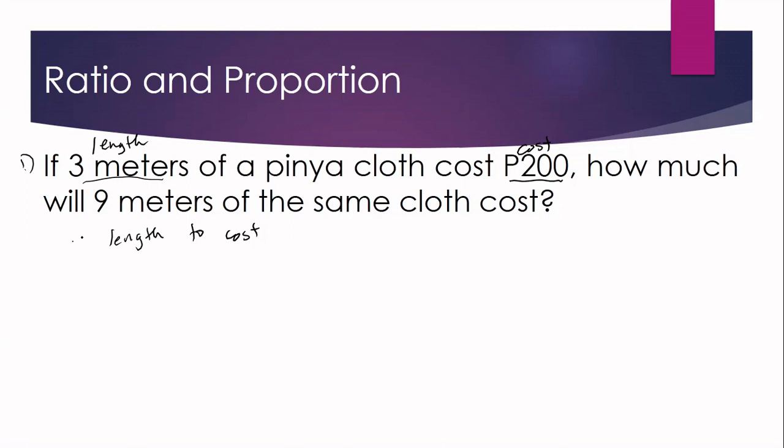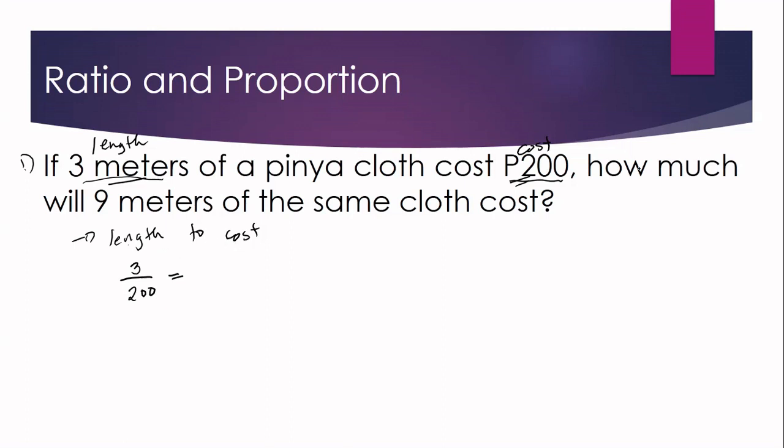Now, if we will be having the ratio of length to cost, let us look at the problem. The given is if you have 3 meters, then the cost will be 200 pesos. Then the ratio will be 3 over 200. This is the ratio of length to cost. And since the ratio that we use in the first one is length to cost, the second ratio must be length to cost as well and not the other way around.